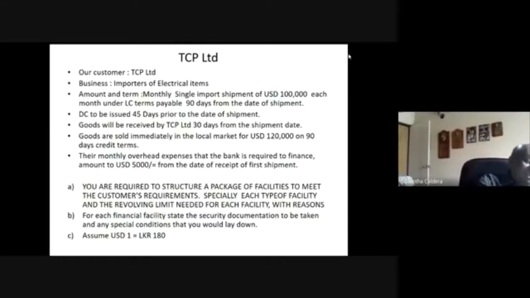Facility number 1. Issuance of import usance LC. Usance LC.